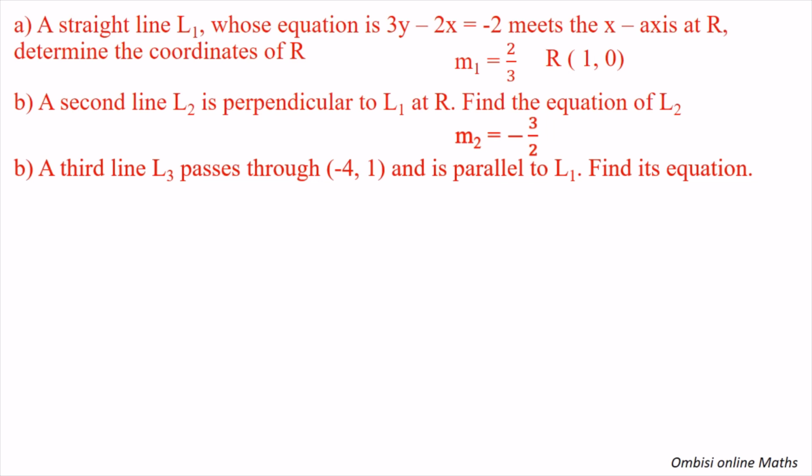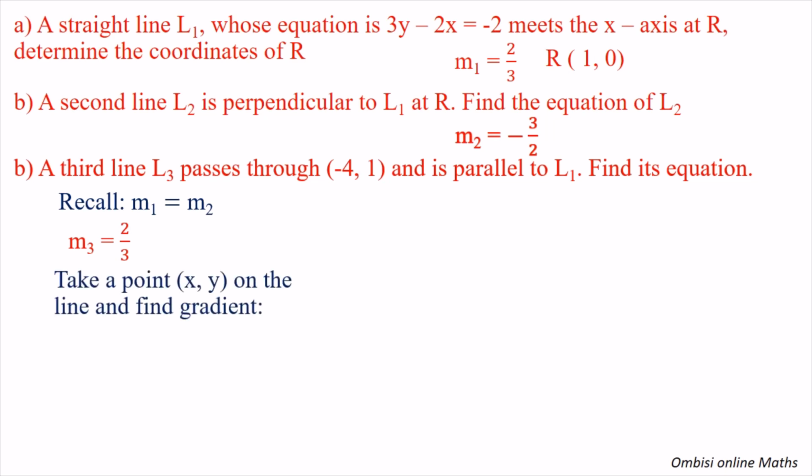So if L3 is parallel to L1, it means that the gradient of L3 equals the gradient of L1. So in this case, M3 is going to be 2 over 3. M3 stands for the gradient of the third line, that is line L3. So given that the gradient is 2 over 3, let us take a point on the line. Then we use this point and the point negative 4, 1 to find the gradient. And this one should give us the gradient, which is 2 over 3.